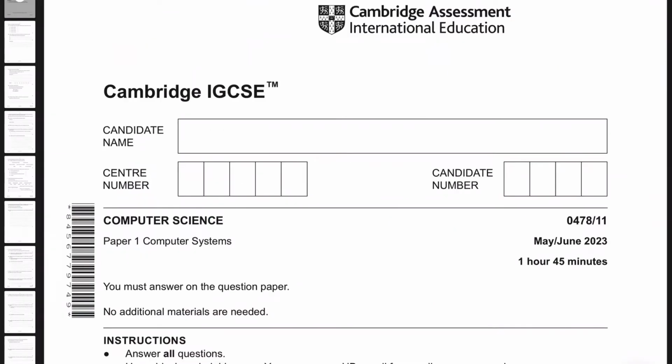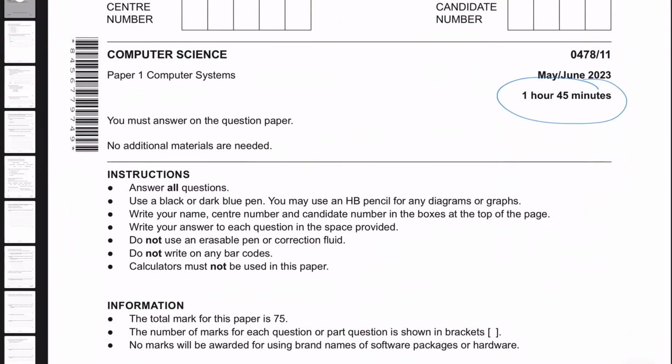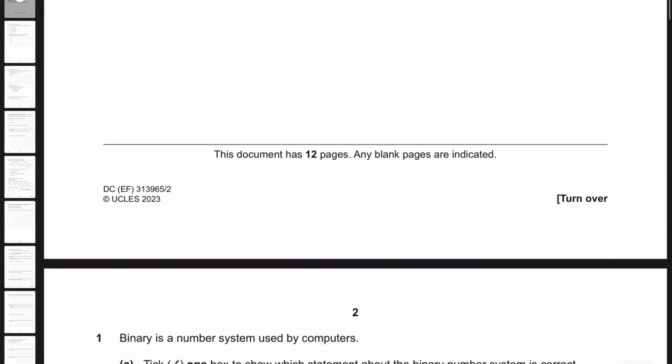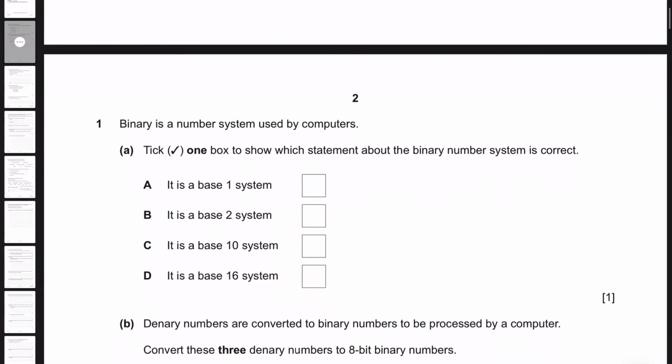Okay, let's get started. So 1 hour, 45 minutes. As I said before, we are not allowed to use a calculator on this paper, and the total marks is 75. So we've got: binary is a number system used by computers. Tick one box to show which statement about the binary number system is correct. Is it a base 1 system? No. Is it a base 2 system? Well, yes it is. Is it base 10? No. Is it base 16? It's base 2.